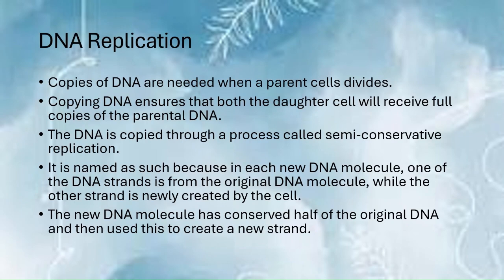So let's look at DNA replication. Copies of DNA are needed when a parent cell divides. Copying DNA ensures that both daughter cells will receive full copies of the parental DNA. The DNA is copied through a process called semi-conservative replication. It is named as such because in each new DNA molecule, one of the DNA strands is from the original DNA molecule, while the other strand is newly created by the cell. The new DNA molecule has conserved half of the original DNA and then used this to create a new strand.